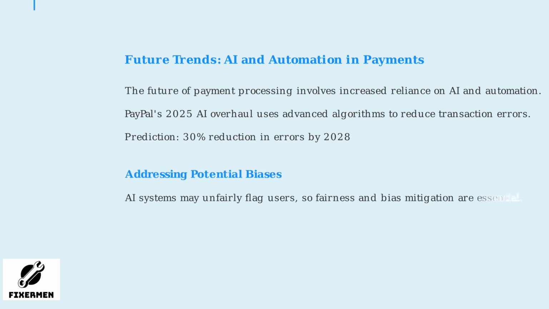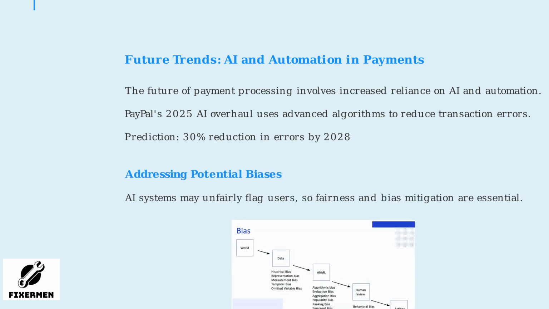However, it's crucial to address potential biases in AI systems. Algorithms may unfairly flag low-risk users or discriminate based on historical data patterns. PayPal and other platforms must ensure fair treatment for all users through regular bias audits and diverse training data.